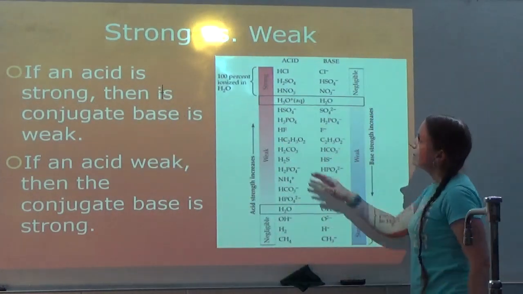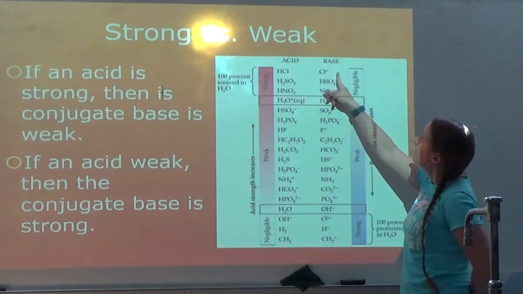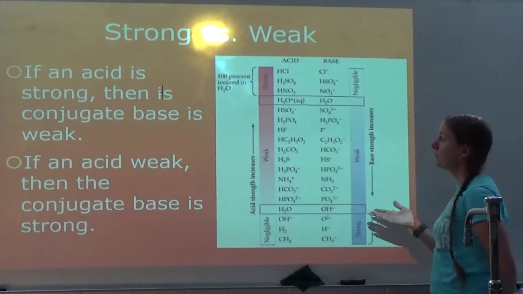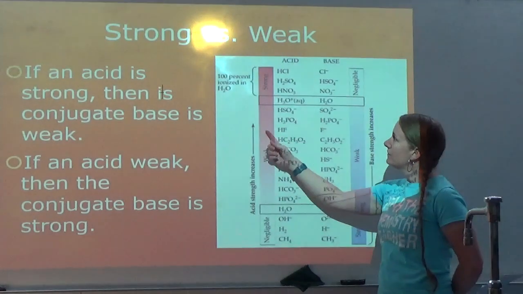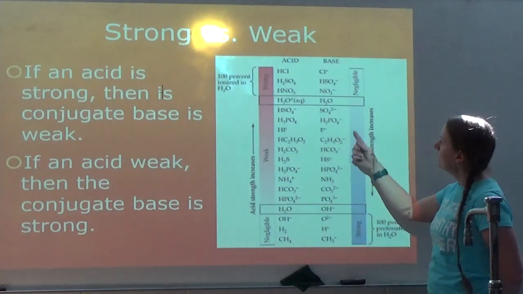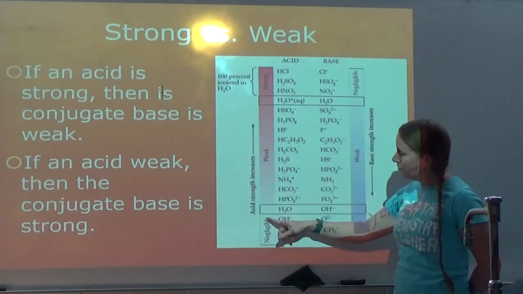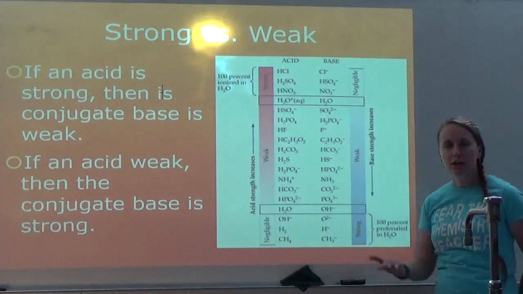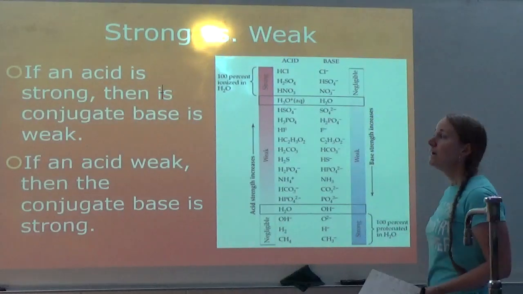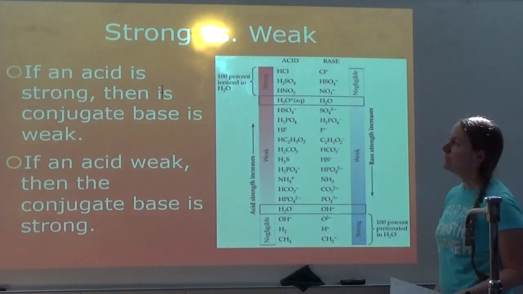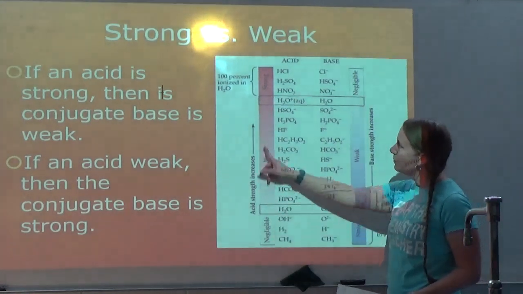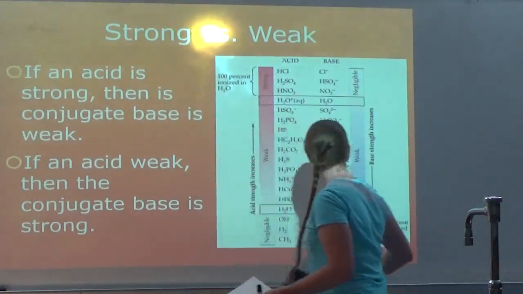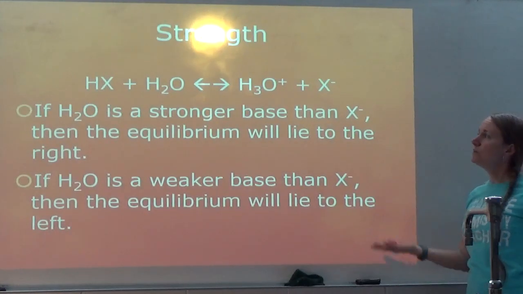If an acid is strong, like here we have HCl, which is very strong, Cl negative is negligible as far as even acting as a base. It barely acts as a base at all. Whereas here we have HF, which is not quite as strong, and F minus starts having more strength. Here we start having very weak acids, and then the conjugate bases start getting strong. It's like a seesaw. One's strong, the other's weak. If an acid is weak, then the conjugate base is strong. So this goes from weak to strong, but this goes from weak to strong going down.